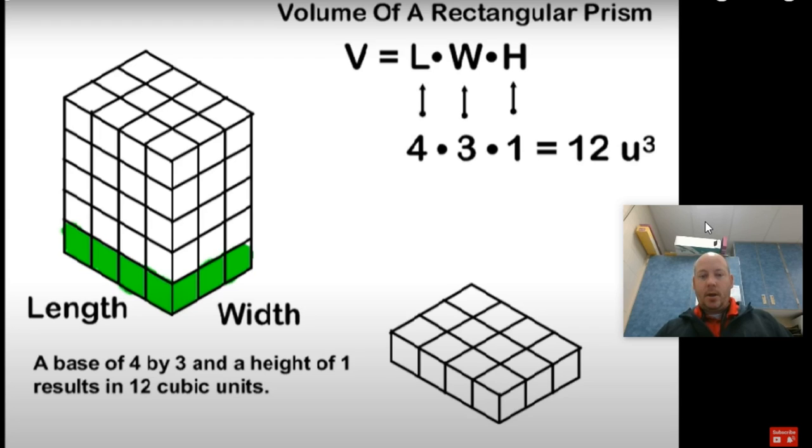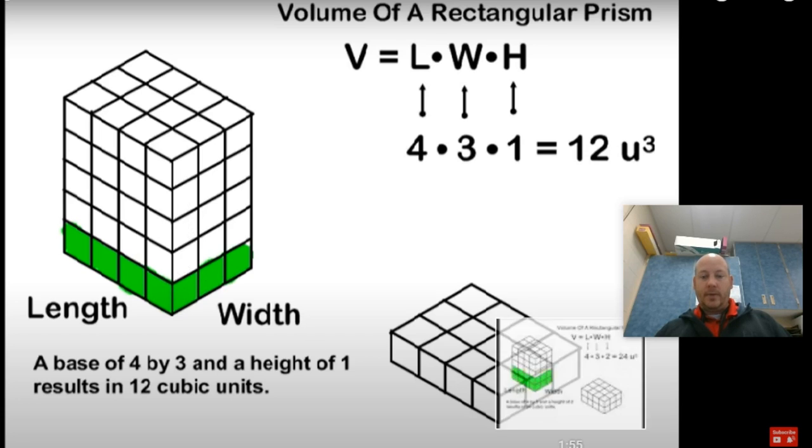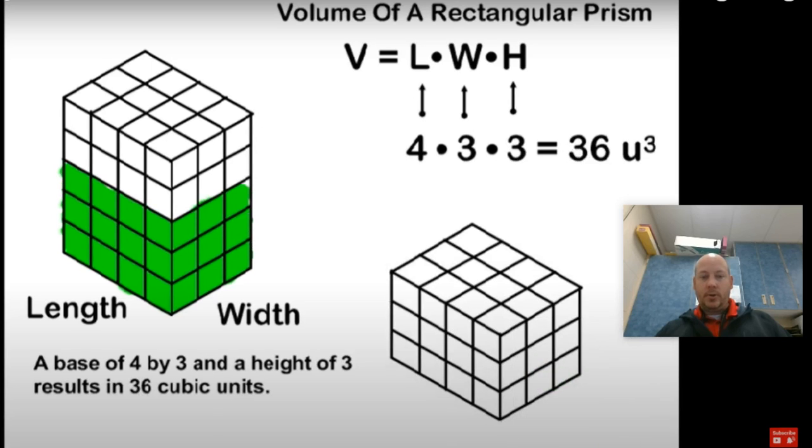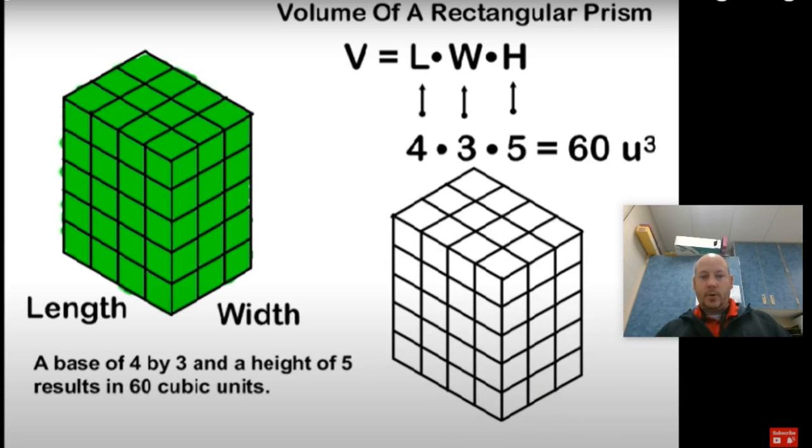The bottom layer is 4 by 3, so you can see from the picture it has a total of 12 cubes. We can then count and see how many cubes high that is. So there's 12 on the bottom layer, and then we can just count the layers. 1, 2, 3, 4, 5. So 5 layers of 12 would give us a total of 60 cubic units.